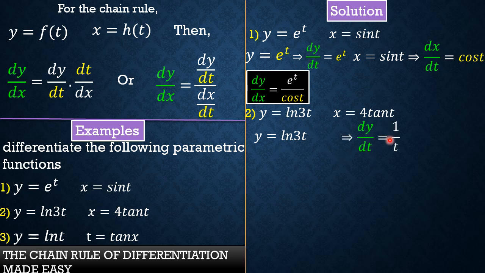We are going to have dy by dt equal to, I told you how to differentiate a natural log function, right? So when you do that, you're going to have 1 over t. Great. Now let's look at x equal to 4 times the tangent of t.